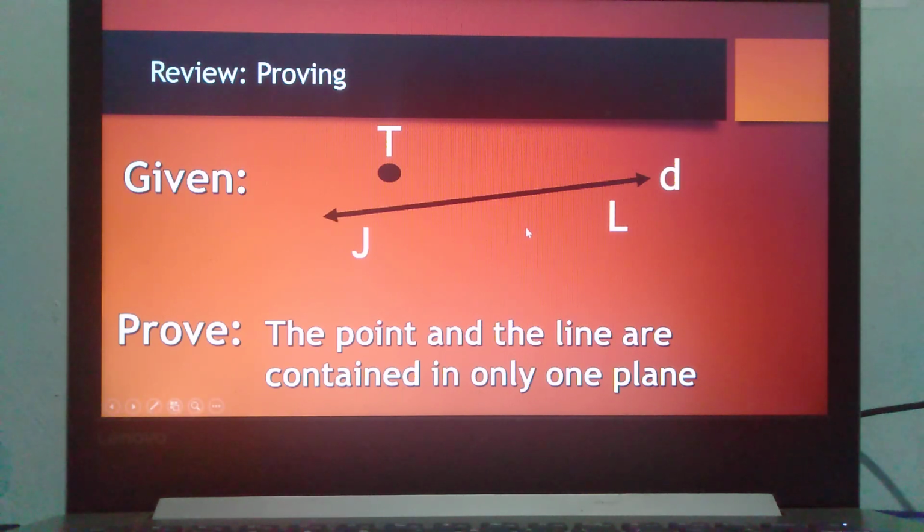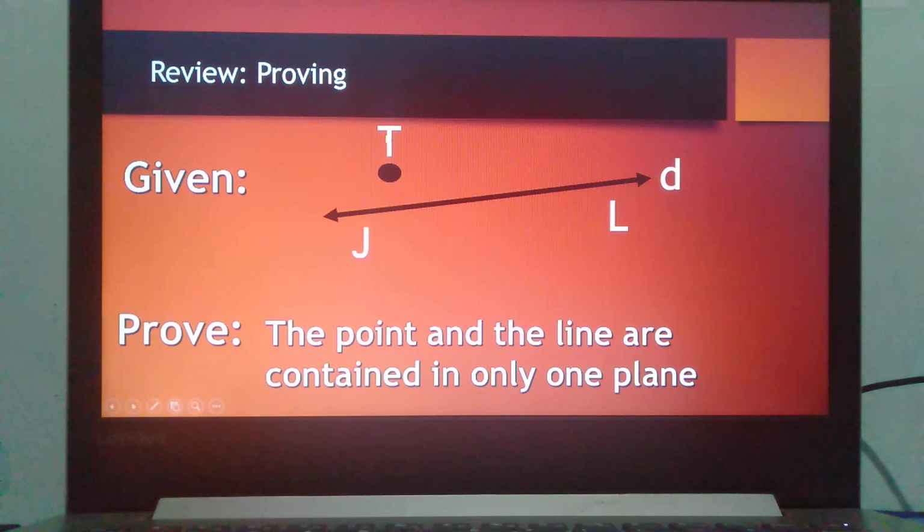Let's start with the review of proving. Here, we have a given figure wherein we have point T, line D, and points J and L. Ito yung figure na binibigay. In geometry, kadalasan, figure binibigay, lalo na sa deductive reasoning. And then, we're going to prove it using theorems, definitions, corollaries, postulates, etc. Marami pa.